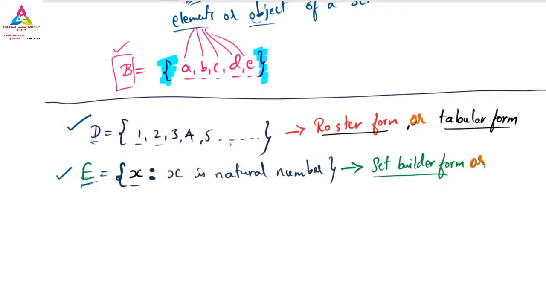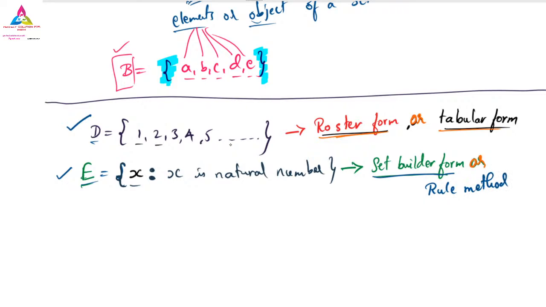No, no, roster form is the first one. That is also the tabular form we can call. I'm talking about the second one, that is set builder form. Yes, correct. One more name we have for set builder form. If you don't know, make a note of it. This is also called the rule method. The second one is also called the rule method.